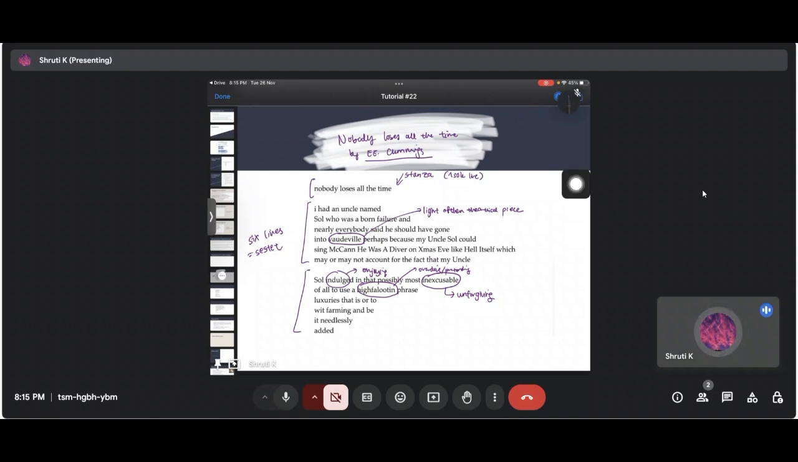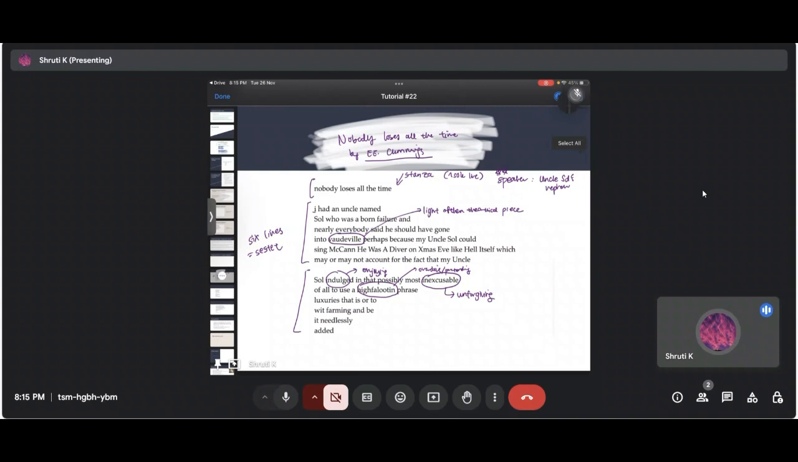Now, the speaker of our poem is in fact Uncle Sol's nephew, and he is talking about his uncle. This is a very important thing to get an idea of.